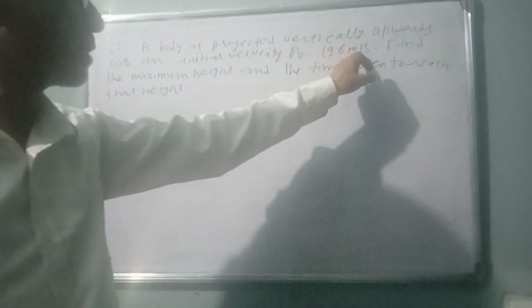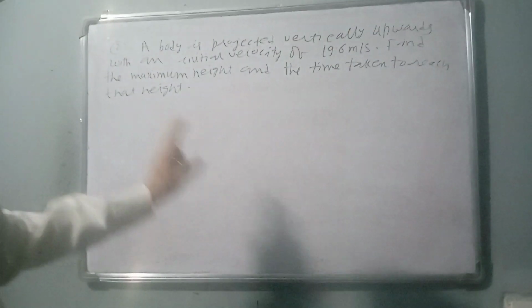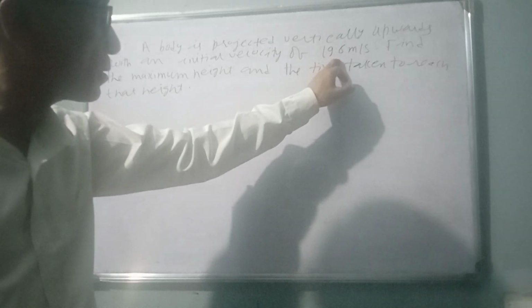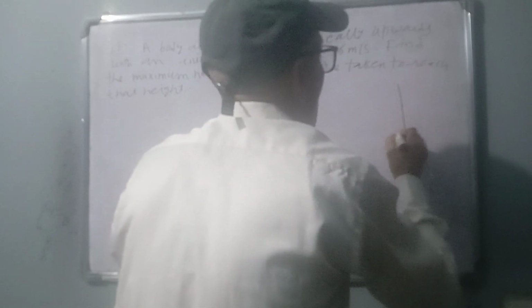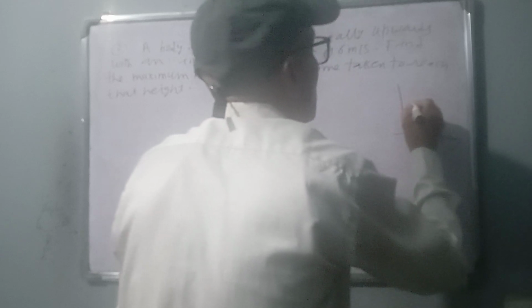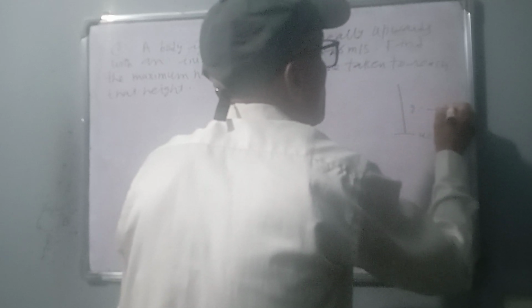A body is projected vertically upwards with an initial velocity of 19.6 meter per second. How high does that body reach, and what will the time of flight be? For this, only one thing is given, the initial velocity. Let's draw the diagram. Upward motion: u is 19.6 meter per second, g is minus 9.8 meter per second square because it is upward motion.